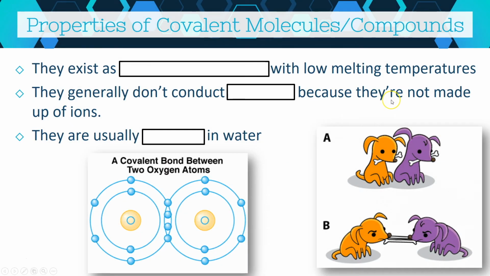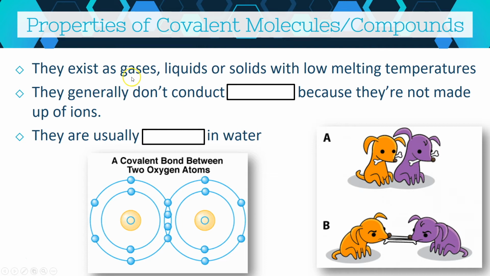Now I want to talk about some properties of covalent molecules or covalent compounds, and then we're going to move on and we're going to talk about metallic bonding and finish this video up. But first of all, our covalent molecules tend to exist as gases, liquids, or solids, because they really can take any form. So they tend to have low melting temperatures, so a lot of them are actually gases, just like our non-metals often are gases as well.